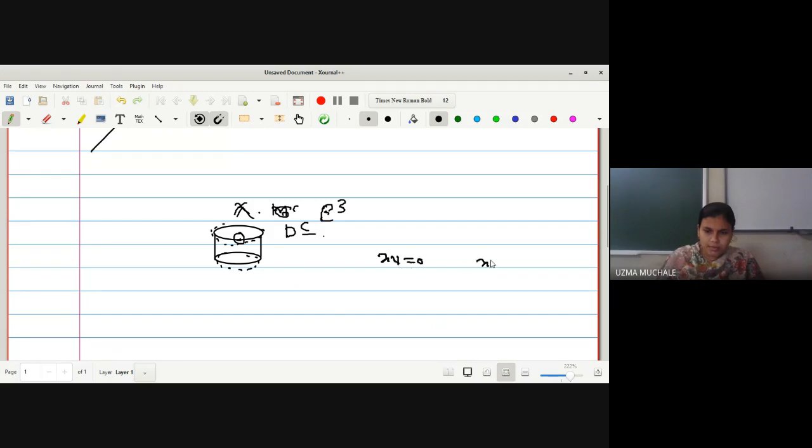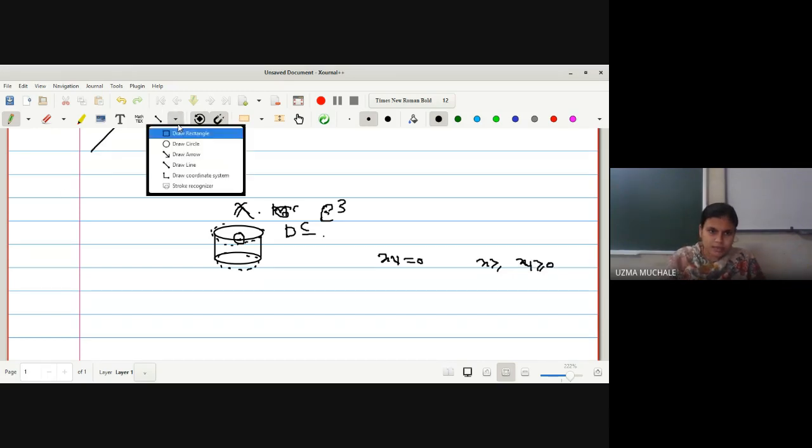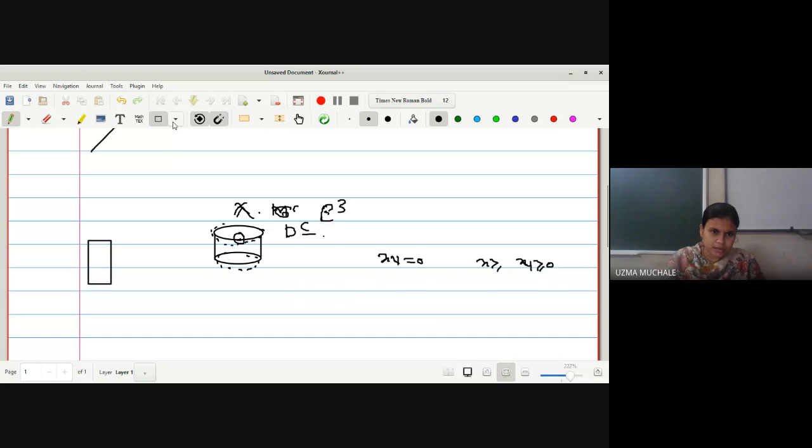Equation for the folded plane: xy equal to 0, and x and y are greater than or equal to 0, and we can define this to be a folded plane as, suppose this is 1.